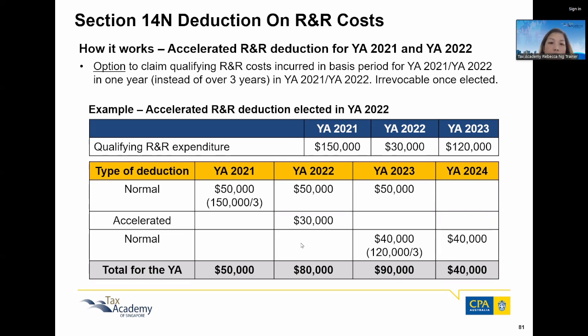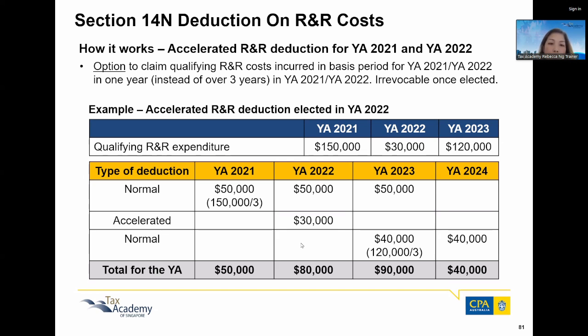Again, the same example, I have qualifying expenditure 150,000 in YA 2021, 30,000 in YA 2022, and 120,000 in YA 2023. For the type of deduction, you have normal deduction that is over 3 years in the year of assessment 2021. And in the year of assessment 2022, the company decided to elect for the accelerated allowance. And we have a normal allowance in YA 2023. So let's do step by step.